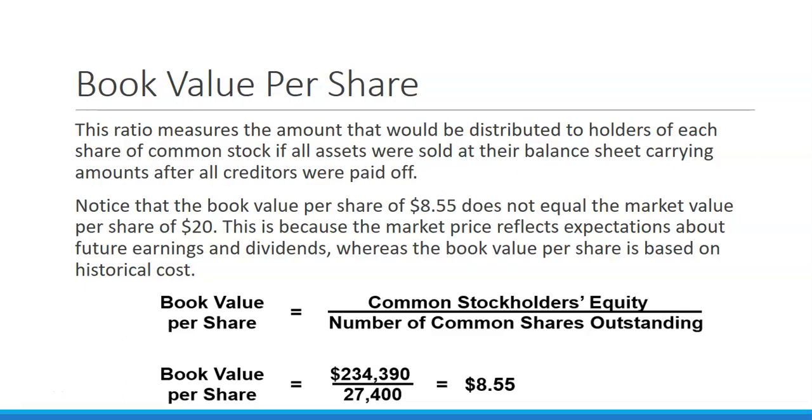To calculate the book value per share, we take common stockholders' equity and divide by the number of common shares outstanding. Now, note that this is not the average number of common shares outstanding, like the earnings per share, or EPS, calculation.